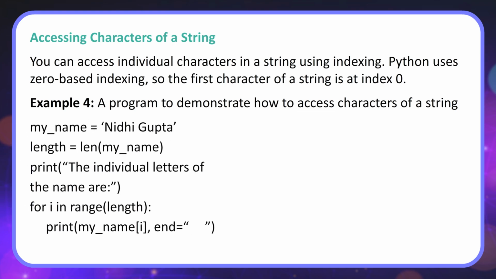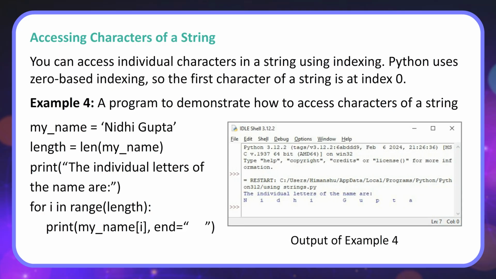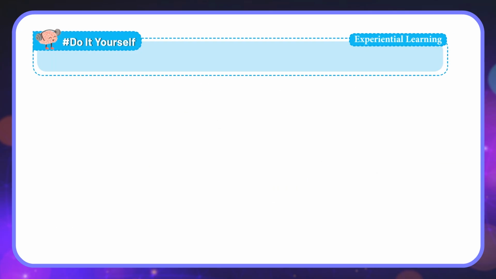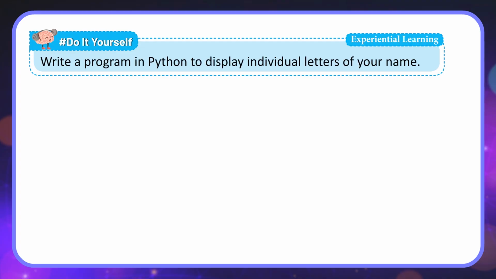my_name = 'Nidhi Gupta'. length = len(my_name). Print the individual letters of the name. for i in range(length): print(my_name[i], end=''). Output of example 4. Do it yourself. Experiential learning. Write a program in Python to display individual letters of your name.